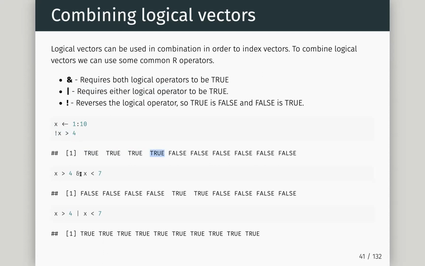I can then do the AND. So here I have, give me those greater than 4 and X is less than 7. So it's only going to be the ones in the middle where it was greater than 4 and less than 7. And we can do this kind of useless example, but we could do X is greater than 4 or X is greater than 7. That's everything. So they all become true.